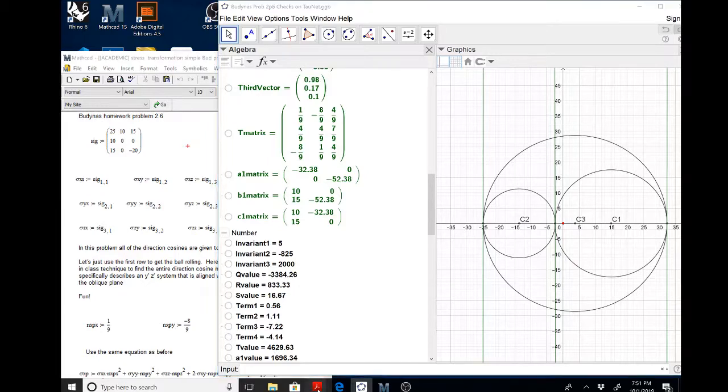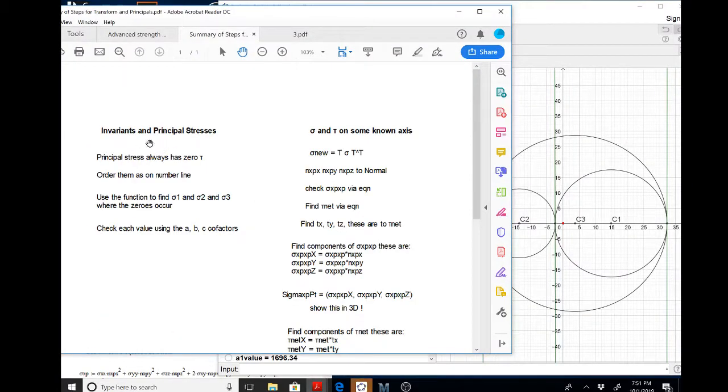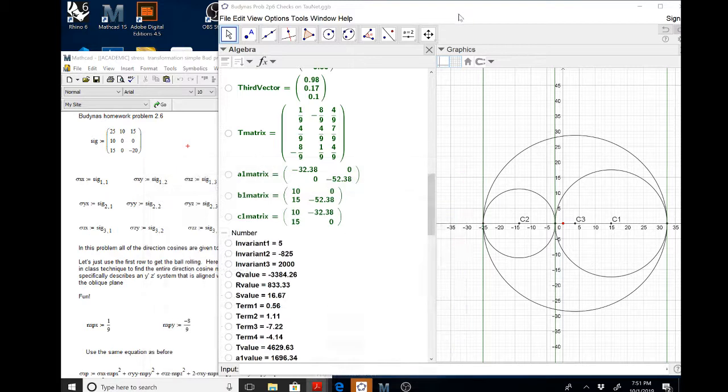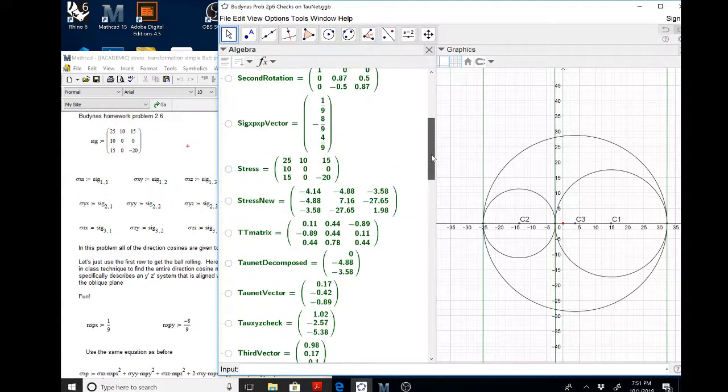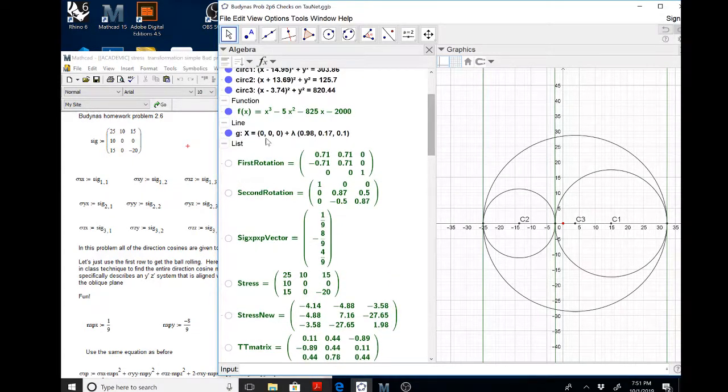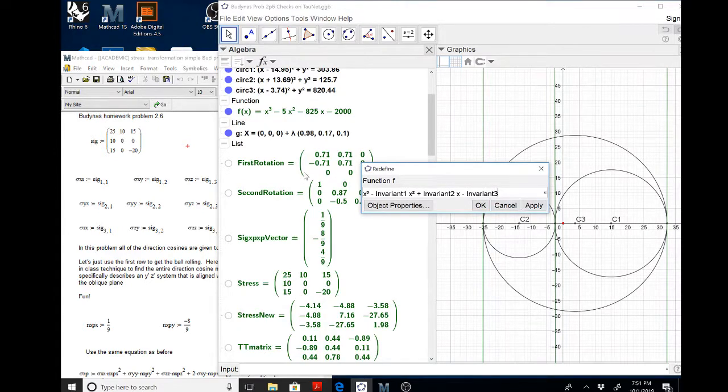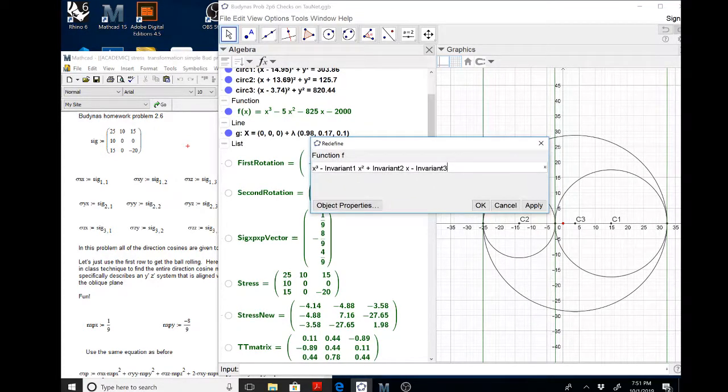We need the principal stresses and these invariants. So how do we get the principal stresses? Well, there's two ways of doing it. The first way of doing it is this function here. So this function is plotting sigmas. That's my x value on Mohr circle. So it'd be sigma cubed minus invariant 1 sigma squared plus invariant 2 sigma minus invariant 3.